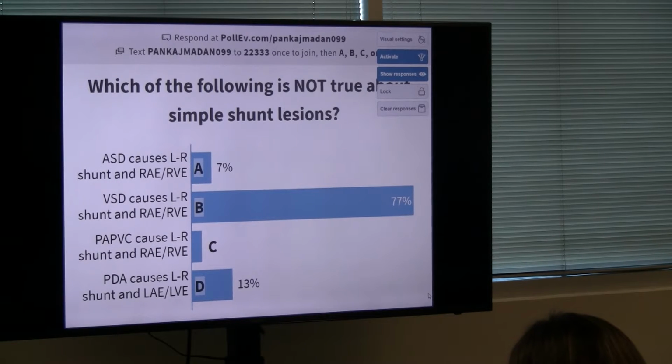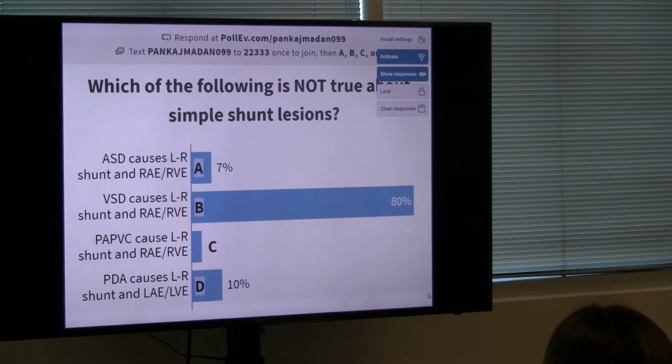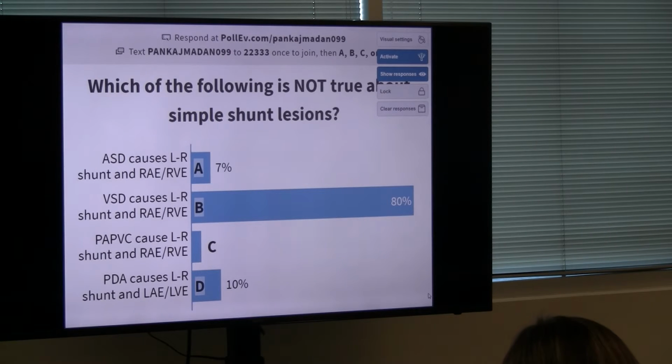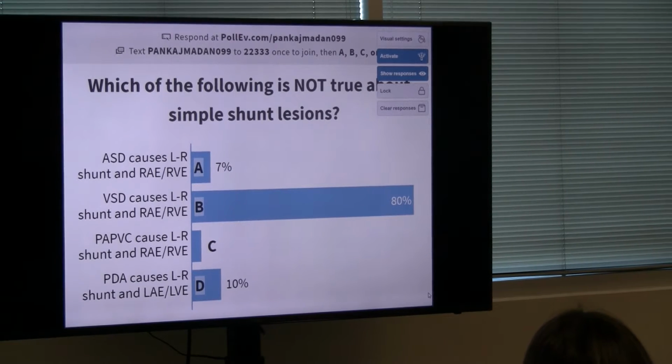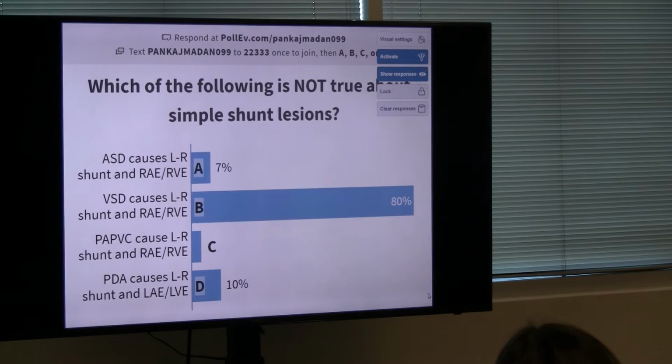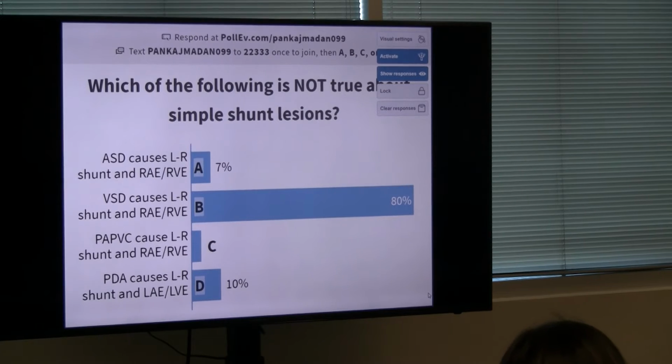Let's talk about the VSD. The blood pressure in the left ventricle is higher than the right ventricle, so the blood is going to come from the left ventricle to right ventricle. But you have to realize that the blood is coming in when the systole is happening. So left side is squeezing, the right side is squeezing. So the blood actually is going to go directly to the pulmonary arteries, and from pulmonary arteries it's going to end up in the left atrium and left ventricle. So it actually causes left atrium and left ventricular enlargement, unless it becomes complicated with pulmonary hypertension. That's not simple shunt lesion.